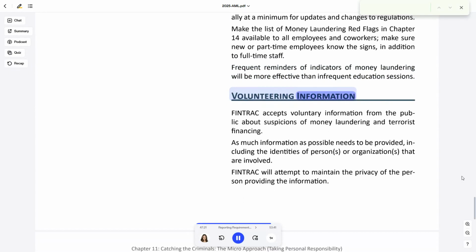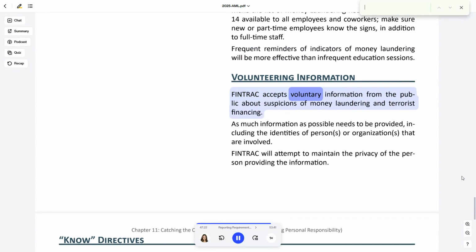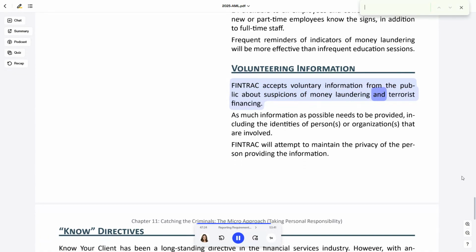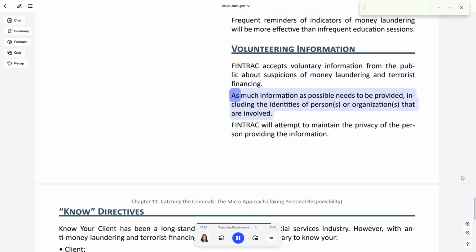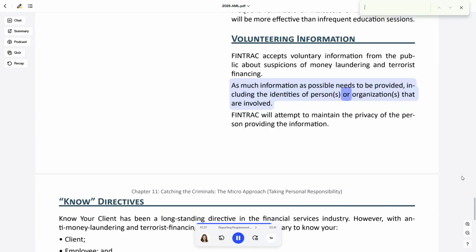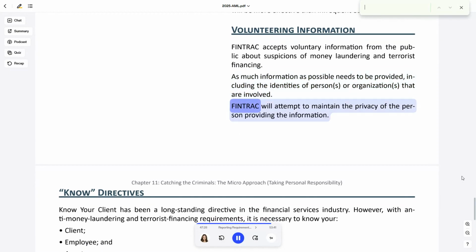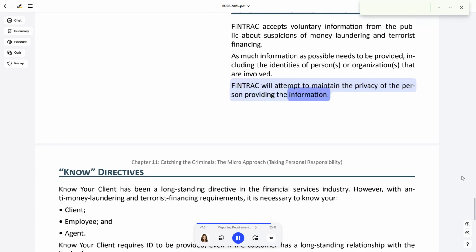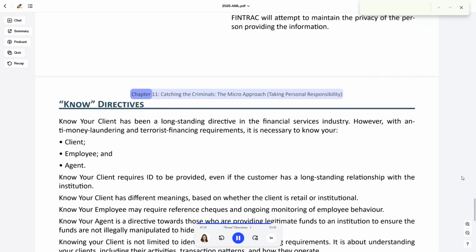Volunteering information. FINTRAC accepts voluntary information from the public about suspicions of money laundering and terrorist financing. As much information as possible needs to be provided, including the identities of persons or organizations that are involved. FINTRAC will attempt to maintain the privacy of the person providing the information. Chapter 11, Catching the Criminals, the Micro Approach, Taking Personal Responsibility.